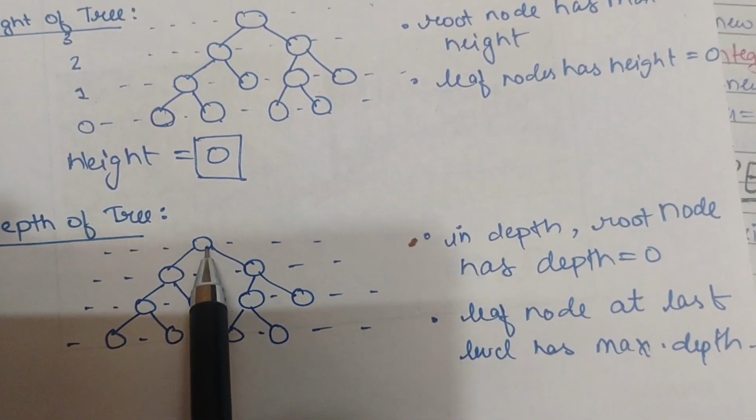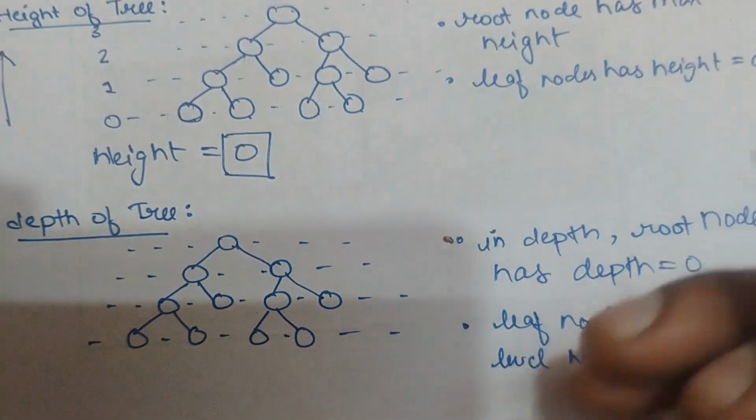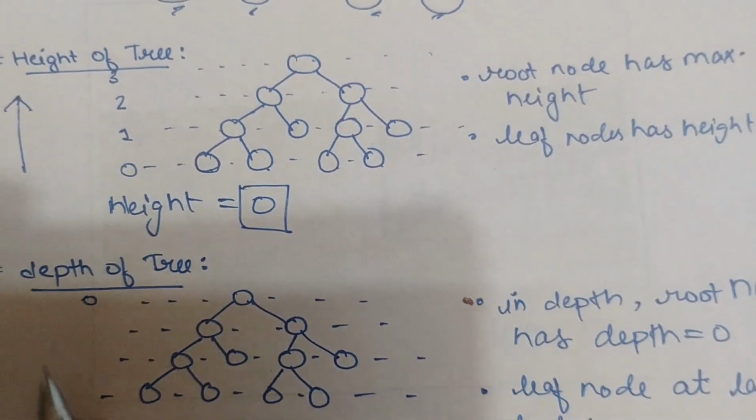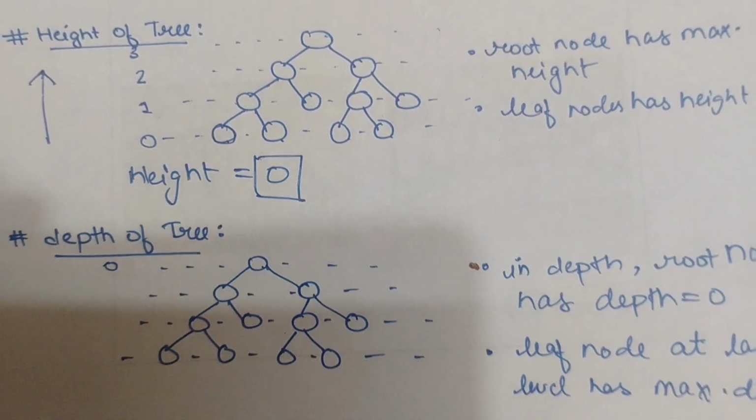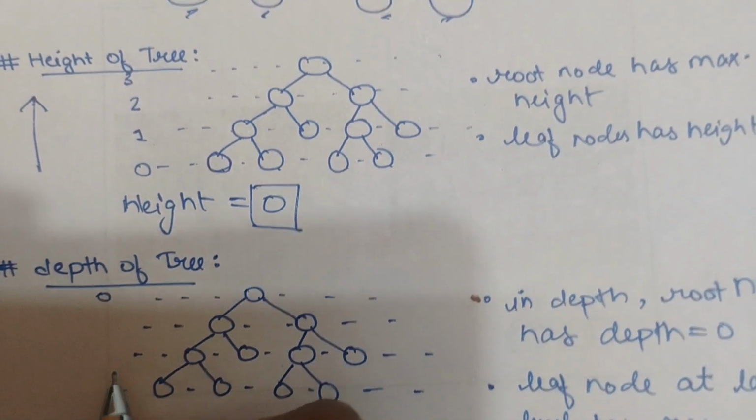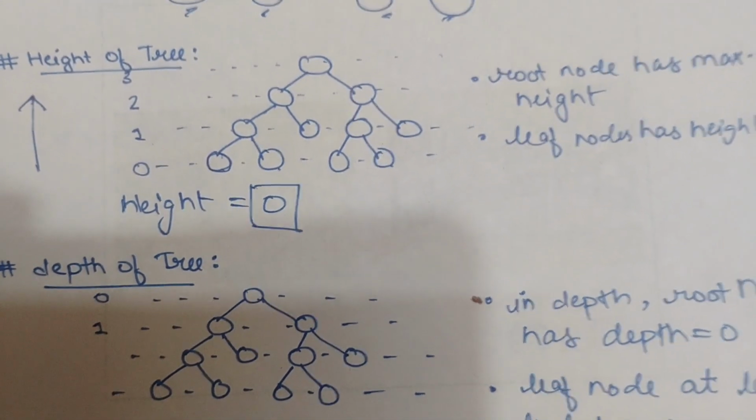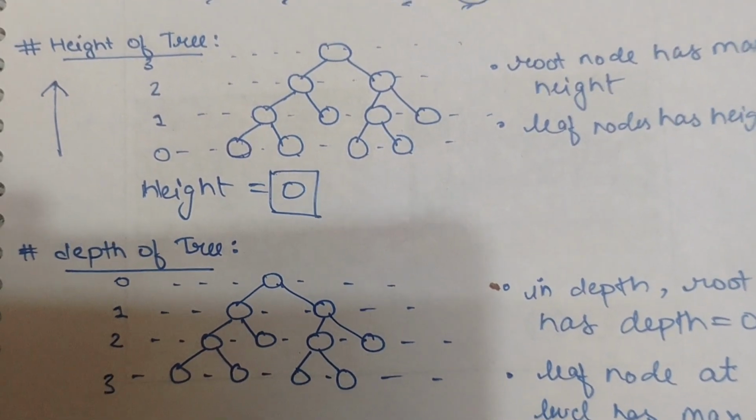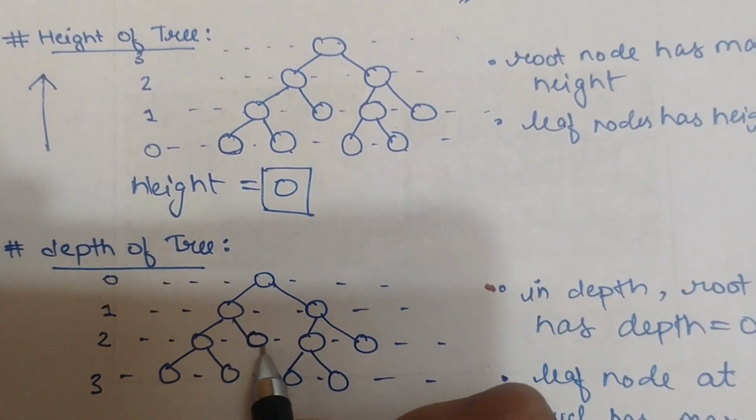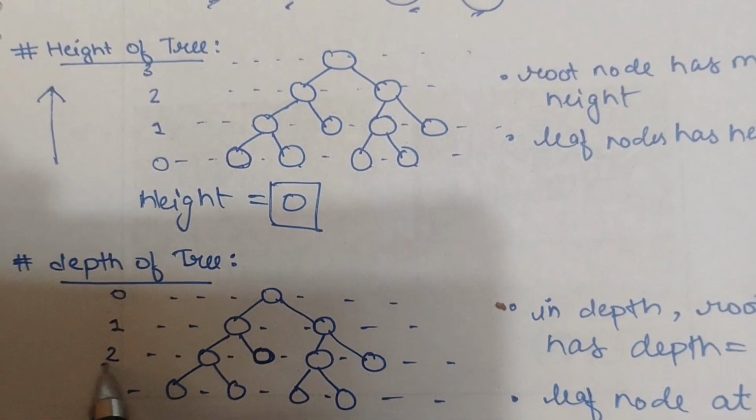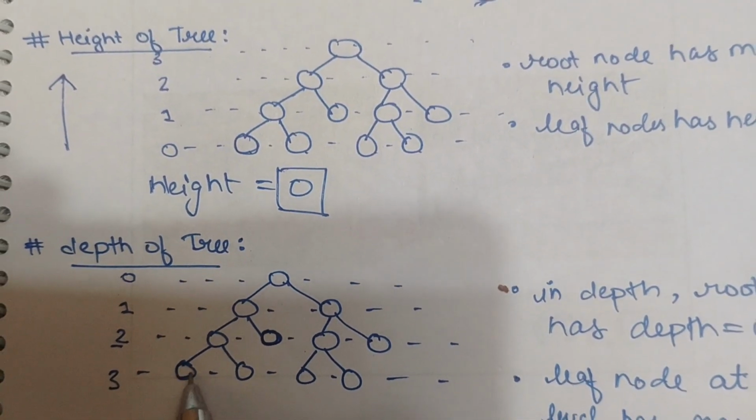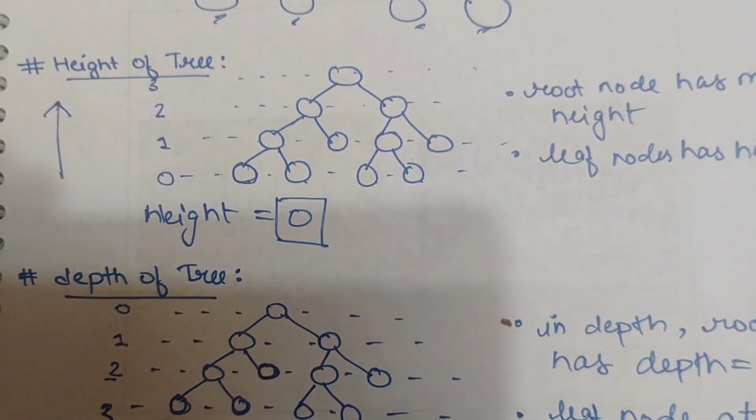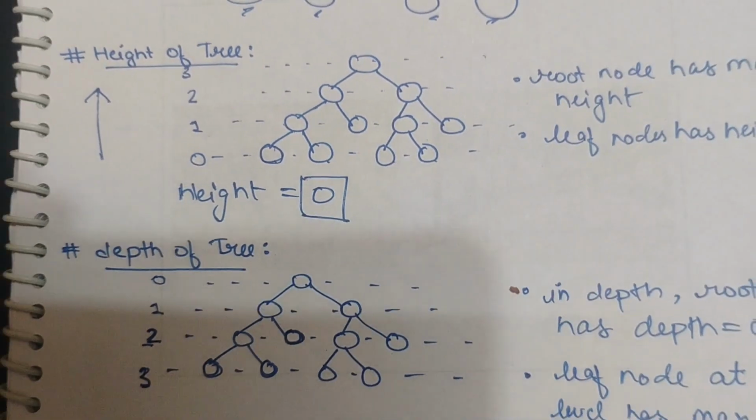So this is a root node, it has depth equal to 0. Now as I move further to the next level, I increase this by 1, depth is 1. Again similarly I'll do it for all the levels, 2 and 3. You can see that this is also a leaf node, but it has depth of 3, but these are also leaf nodes which have depth of, sorry, this has depth of 2.